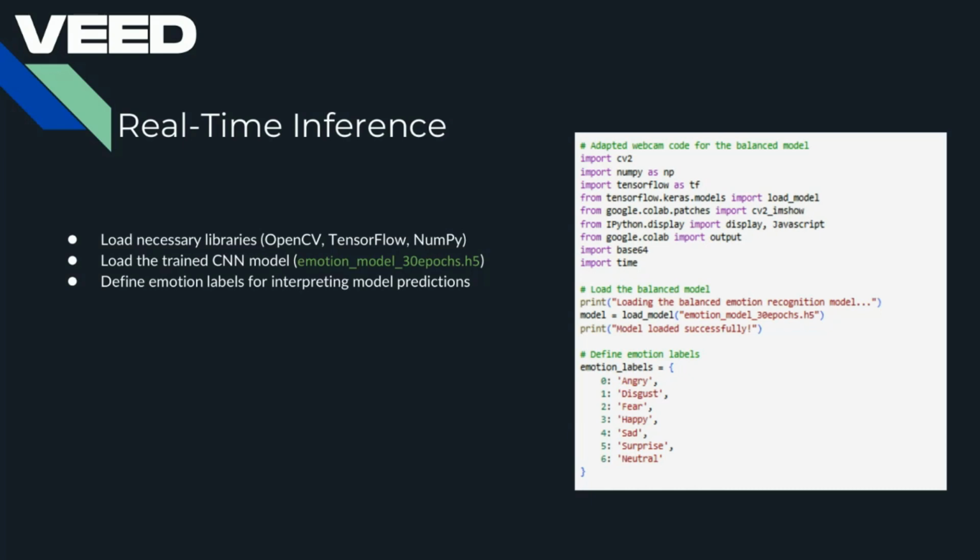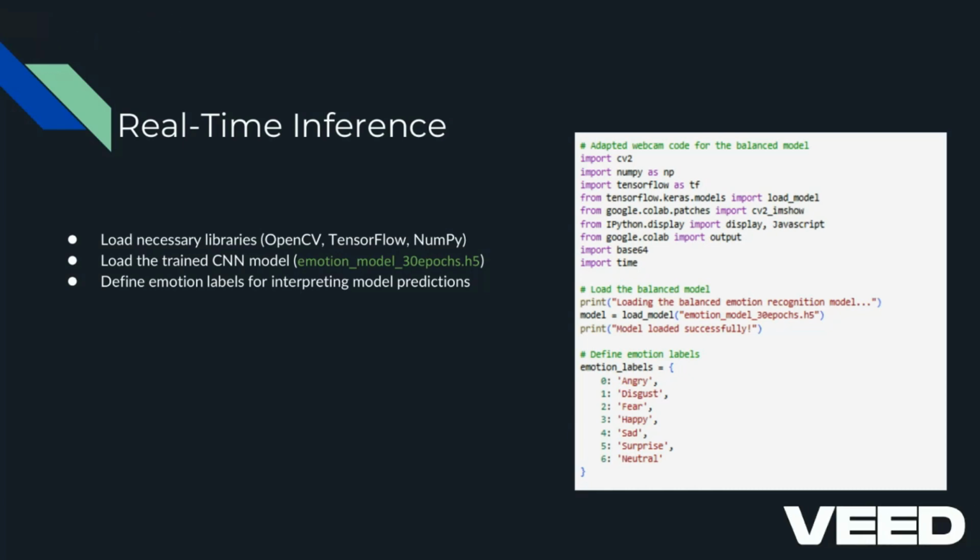Moving towards real-time application, I'll briefly walk you through the initial Python code setup. First, we load essential libraries like OpenCV and TensorFlow. Then we load our trained CNN model, emotion_model_30epochs.h5. Finally, we define clear emotion labels. This dictionary maps the model's numerical output to human readable expressions like angry or happy, which is crucial for easy interpretation of the results and for general usage as well.